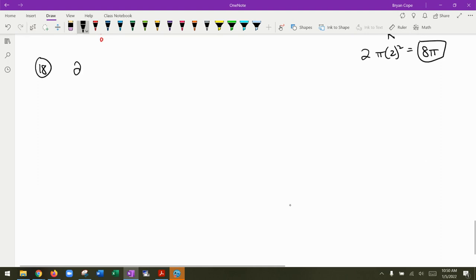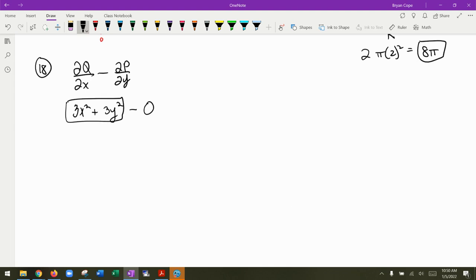Okay, partial of Q with respect to x minus the partial of P with respect to y. Q is x cubed plus 3xy squared, so it's 3x squared plus 3y squared, minus the partial of P with respect to y, which is 0. So the integrand is 3x squared plus 3y squared. All right, we're integrating over the region which goes like this.